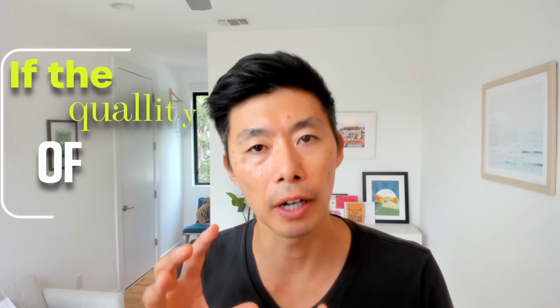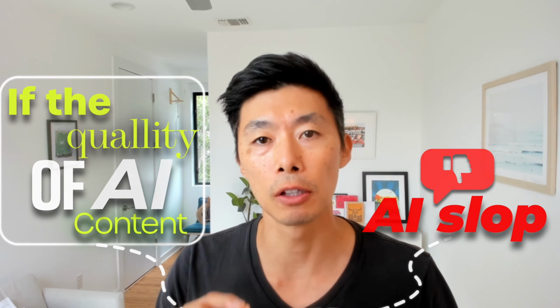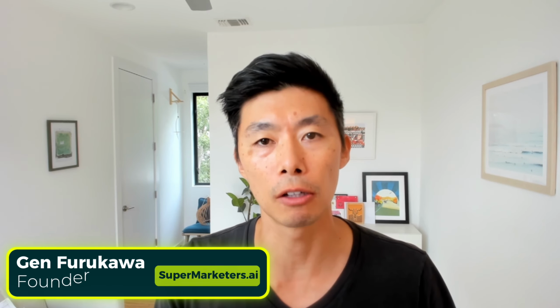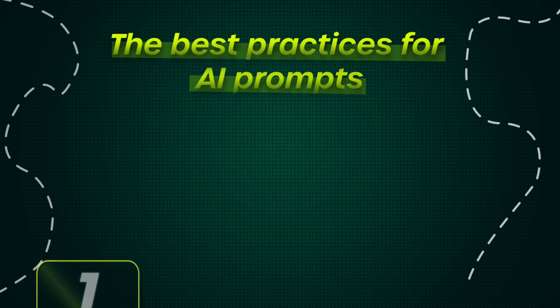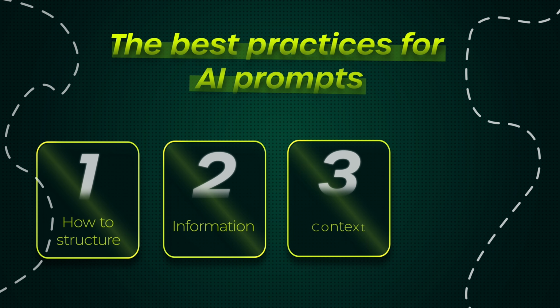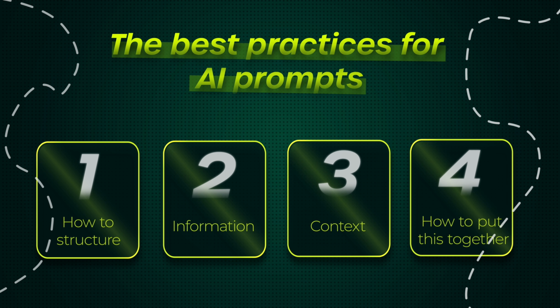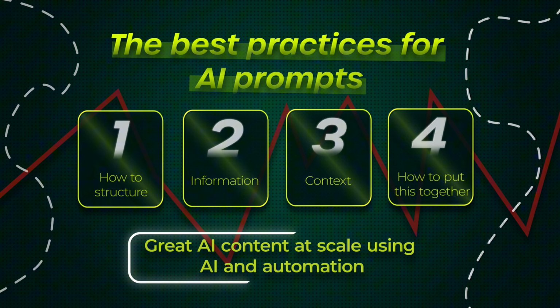If the quality of your AI content is subpar, if it's AI slop, then the first place to look is the prompts. It's not going to be the large language models themselves. If you keep giving vague, generic inputs, you're going to get garbage outputs. In this video, I want to show you the best practices for AI prompts, how you want to structure them, the information that you want to include, the context that you want to include, and how you can actually put this together so that you can create great AI content at scale using AI and automation.